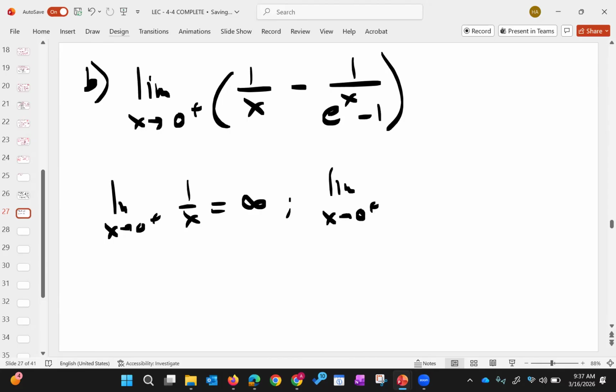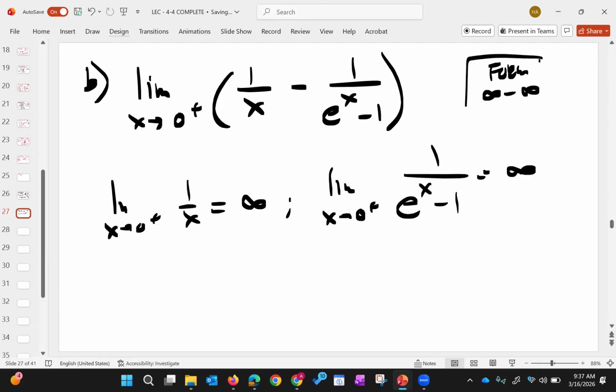Now the limit as x goes to 0. This might cause trouble for us here. 1 over e to the x. Anything to the 0 power is 1. So this becomes 1, but then 1 minus 1. Sure, we've got some infinity minus infinity happening. So do we have a form? Absolutely. The form is infinity minus infinity. Now the question is, which one is going faster, or is there a ratio that sets up?